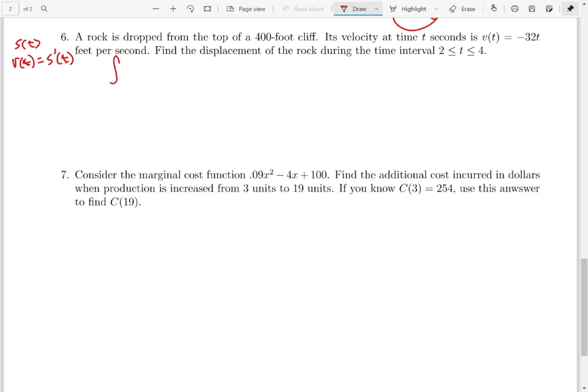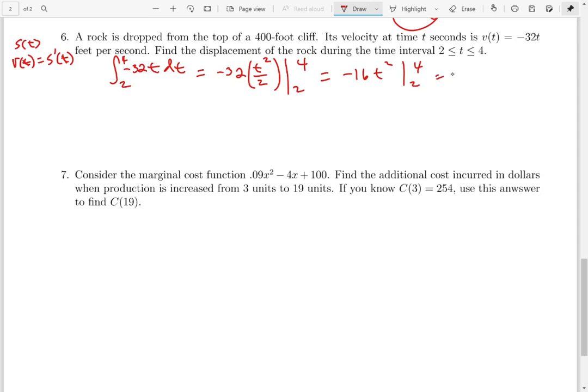So, we want to find the displacement. Well, that's going to be the integral of my velocity function, negative 32t dt. But because we're looking for specific displacement on a specific time interval from 2 to 4, I'm going to take that integral to be from 2 to 4. So I'm going to take the definite integral. Well then, find the antiderivative of negative 32t. That's going to be negative 32 times t squared over 2 from 2 to 4. So that is negative 16t squared from 2 to 4.